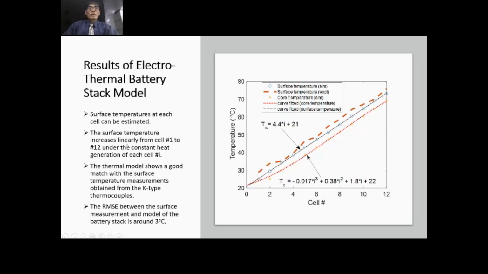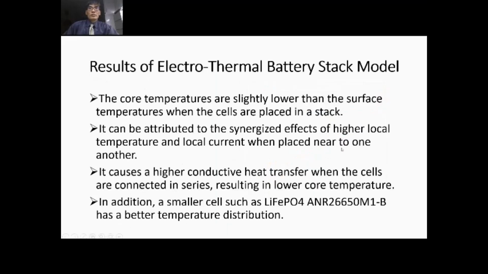The surface temperature increases linearly from cell 1 to 12 under the constant heat generation of each cell, and we assume that the surrounding ambient temperature is the same. The thermal model shows a good match with the surface temperature measurement of the K-type thermocouples. Just take note that the surface temperature is the temperature just above the surface of the cell. The ambient temperature is quite far away from the surface, so you need to differentiate that. The RMS between the surface measurement and the model of the battery stack is around 3 degrees Celsius.